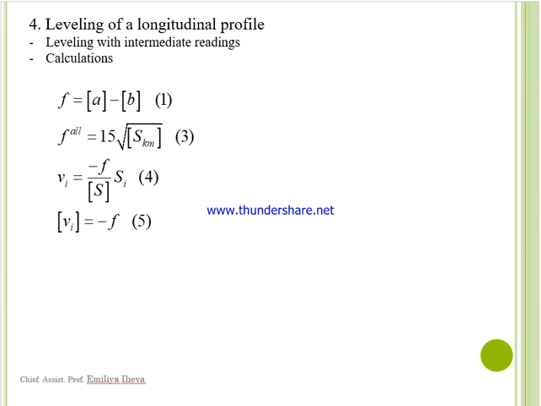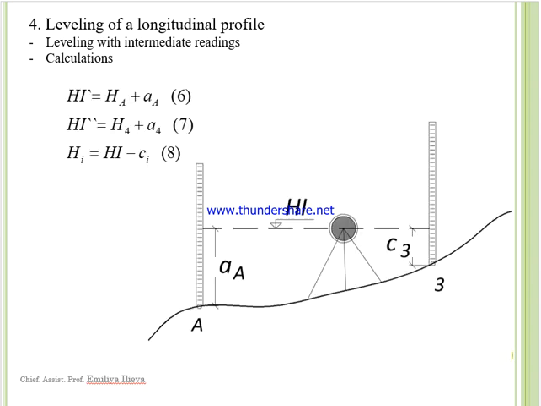Then the specific thing that we're going to calculate here, when we have leveling with intermediate readings, is the height of the horizon, or the height of the instrument. This is this element, the height of the instrument. How are we going to calculate this element?